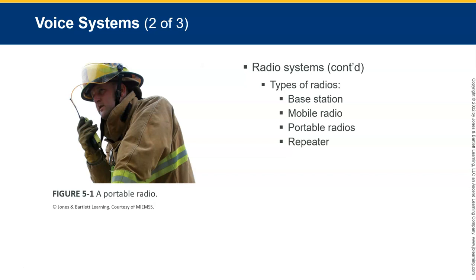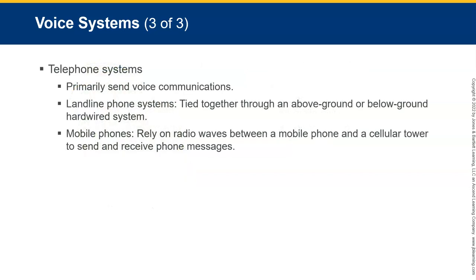Then a repeater. So that's a device that receives that weak radio signal. It strengthens it, and then it automatically rebroadcasts it. So it helps us get that information further than what it's able to without it.